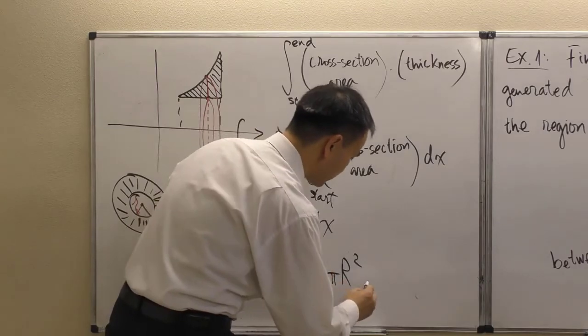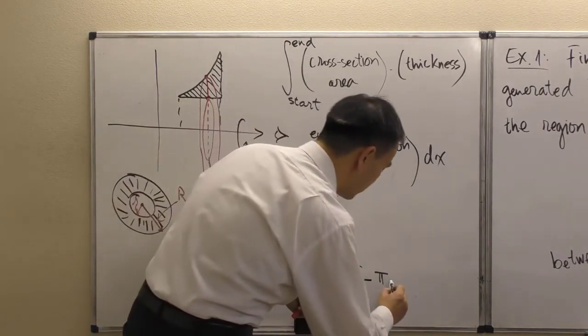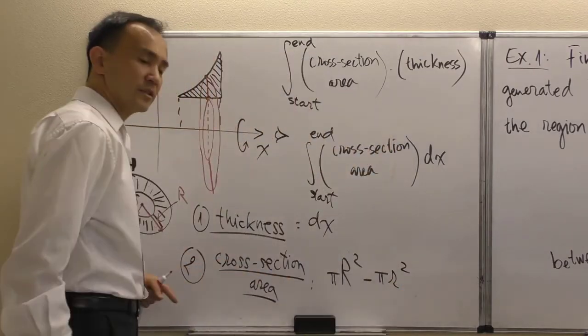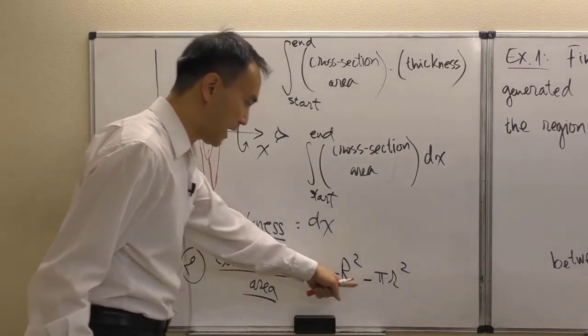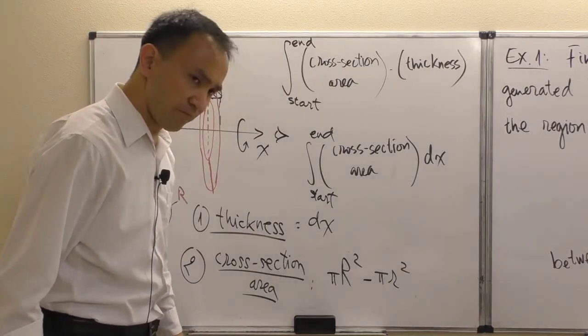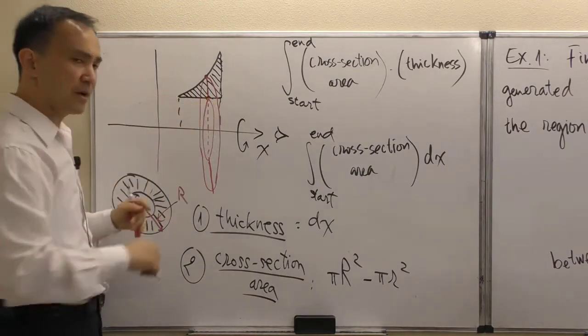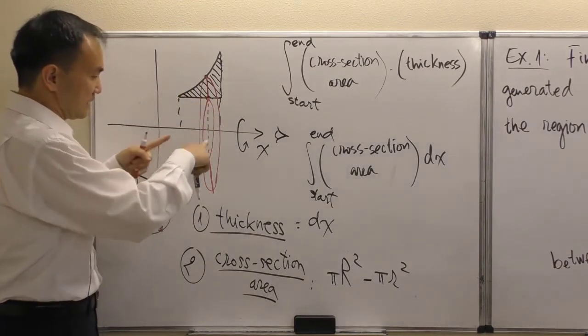Smaller circle is pi times the radius of the smaller circle, which is lowercase r. So pi big R squared minus pi lowercase r squared. Okay, and so now we definitely need to get back to our picture here and decide how it is right now.